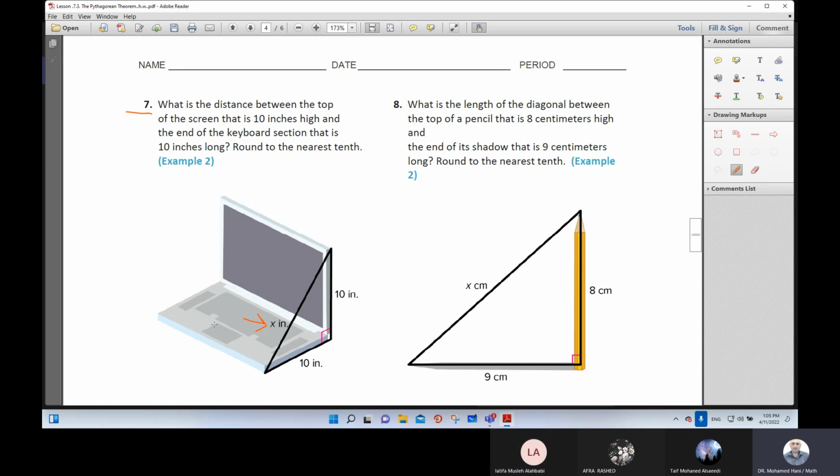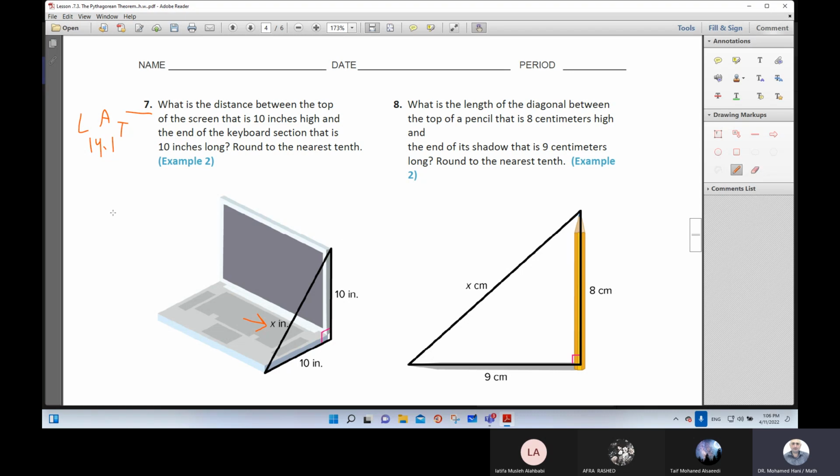14.1. 14.1. What is your name? Latifa. Thank you, Latifa. Who has a different answer? Mister, the same answer. Afra, the same answer. Also me, Mister, the same answer. Thank you.